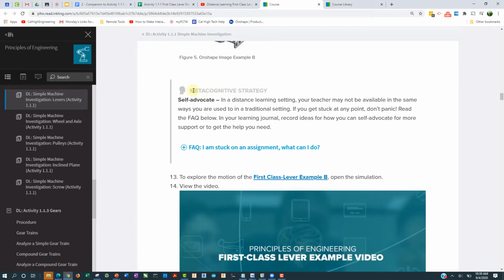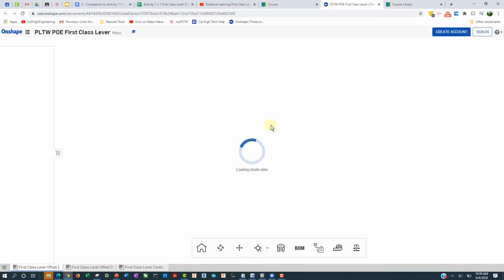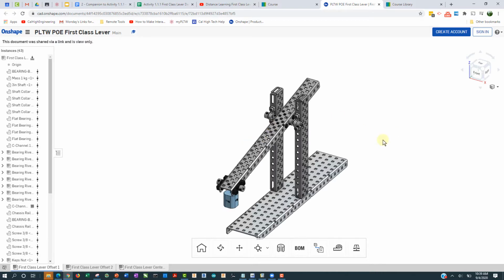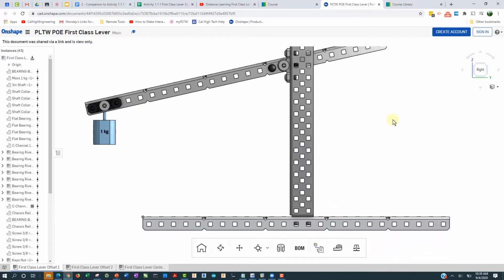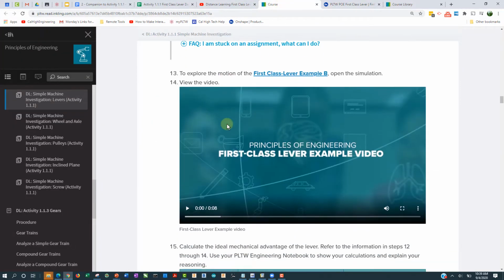And then it has some discussion about how do you think. Thinking about thinking, that's what metacognitive strategy is, so you can check that out. Then it says to explore the motion of the first class lever example B, open the simulation. So we're going to open it just as we did before, and here it comes, courtesy of Onshape. So there's that lever. When we put our force sensor here and apply the effort force, we're going to have a value different than we did before. All right, so let's go back here, and then we want to view the video.